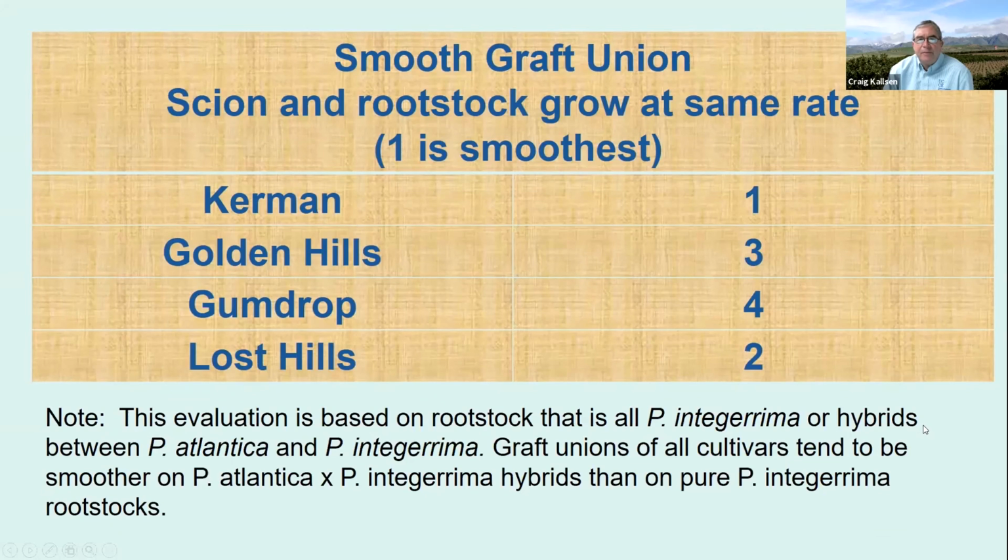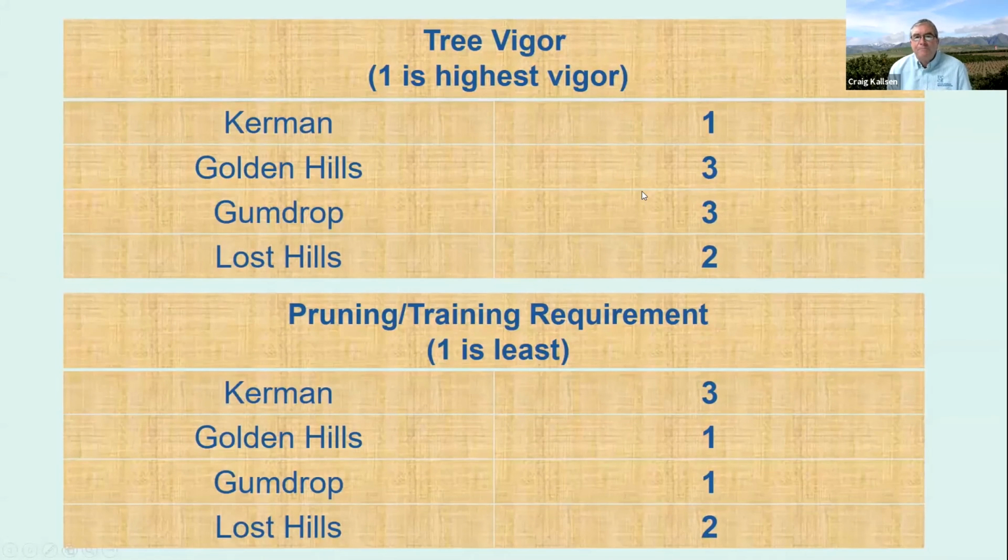It's sort of interesting. How about tree vigor? Why is tree vigor an issue? Usually tree vigor is associated with greater pruning and training requirements, but sometimes you can get yield sooner if you've got a vigorous tree. So Kerman is the most vigorous of these varieties shown here, followed by Lost Hills, and Golden Hills and Gumdrop are less vigorous. So this kind of translates to the pruning and training requirement generally. Gumdrop and Golden Hills require less pruning, followed by Lost Hills, and Kerman probably the most.